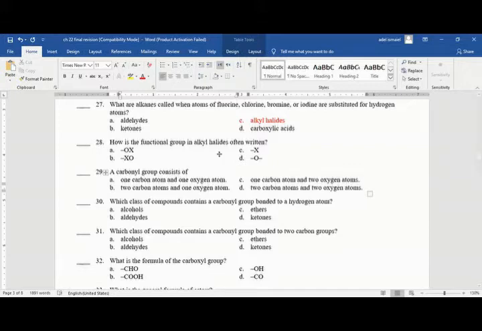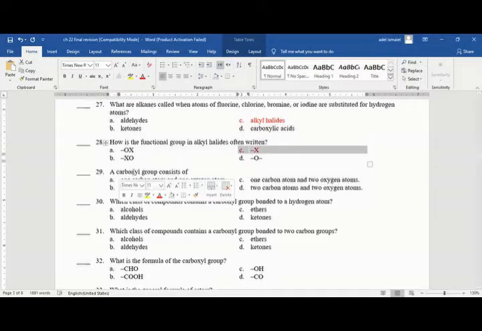The X stands for the halogens, RX. Okay. He didn't write the R because he is asking about the functional group. So instead of fluorine, chlorine, bromine, we use in common the formula X, RX. Okay.